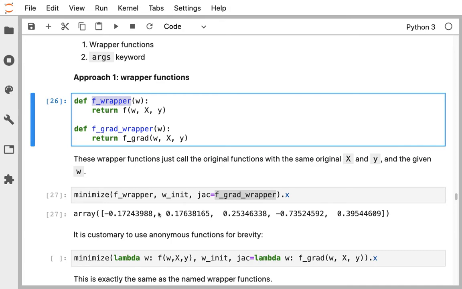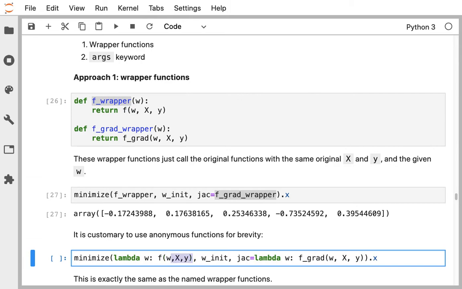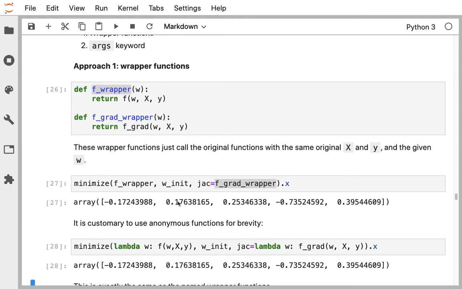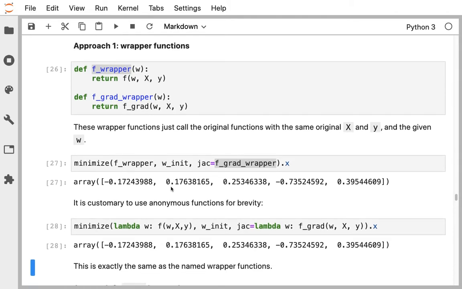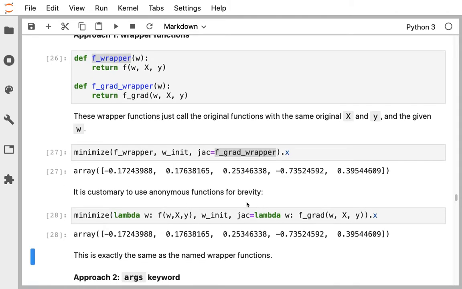So that works. People usually use anonymous functions for this because it's just kind of clunky to define fwrapper and so on. So remember anonymous functions from the programming course. This thing, lambda w of f w x y, is completely identical to the fwrapper up here. It's just we didn't bother giving it a name because we're only going to use it this one time. And likewise, this lambda function over here is completely equivalent to fgrad wrapper up here. And there you go. Everything works. So that's method number 1.